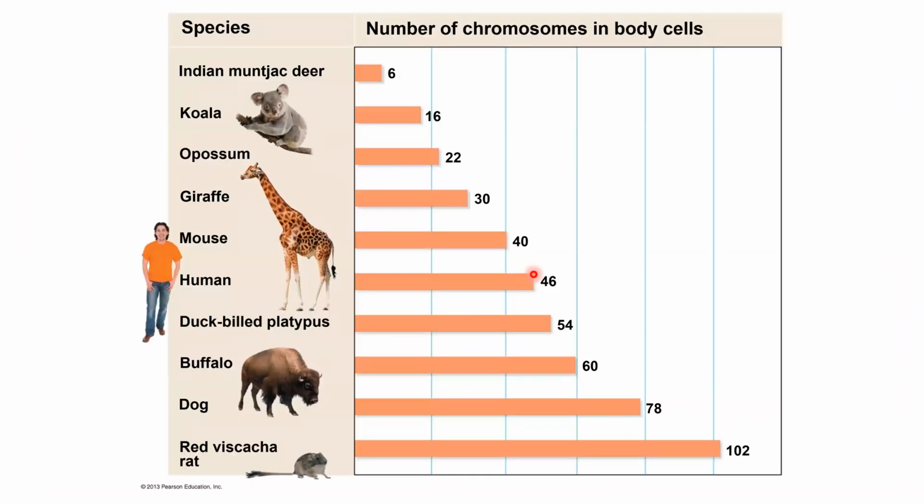On this bar graph, I would say, you see the number of chromosomes for different species. So a human has 46 chromosomes, but it doesn't mean we have more than all other animals or less, right? It's just our number. If you look at your dog, for example, they have 78 chromosomes. This rat has 102, koala has 16.